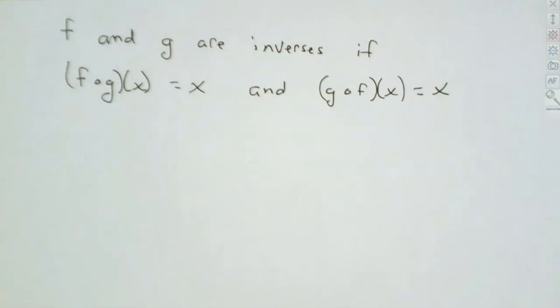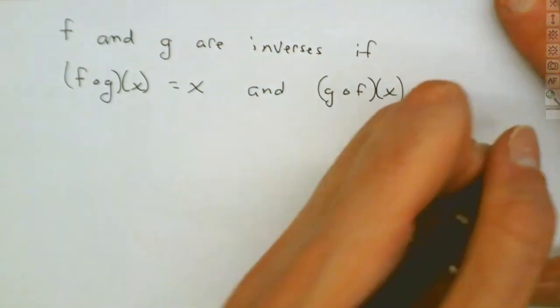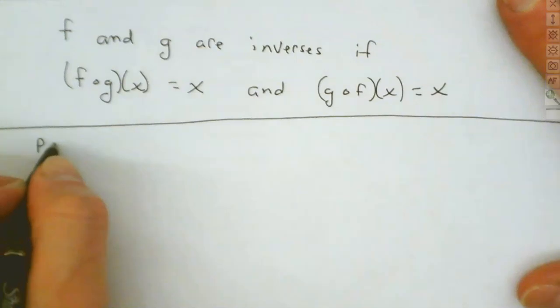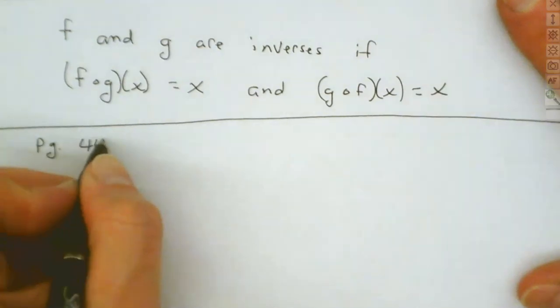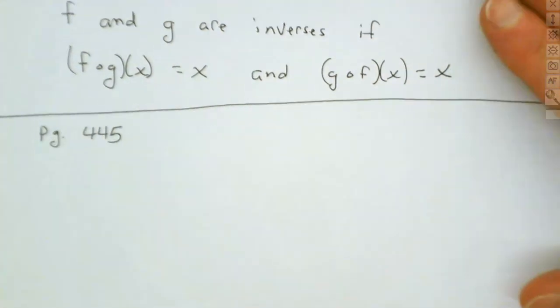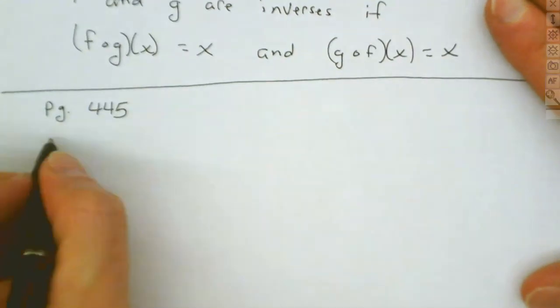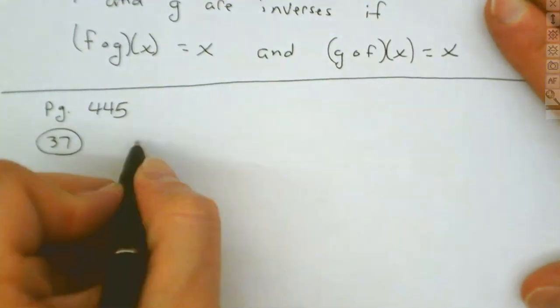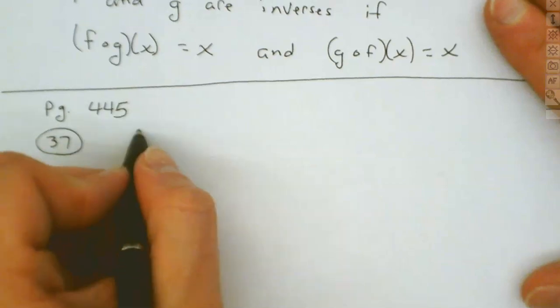Okay, so now we're going to see if these are inverses, and I'll just pick a couple of these, probably do 2 of them, from our textbook. So let's do 2 of these. We're on page 445, and we'll look at question 37. And we want to determine if these are inverses.